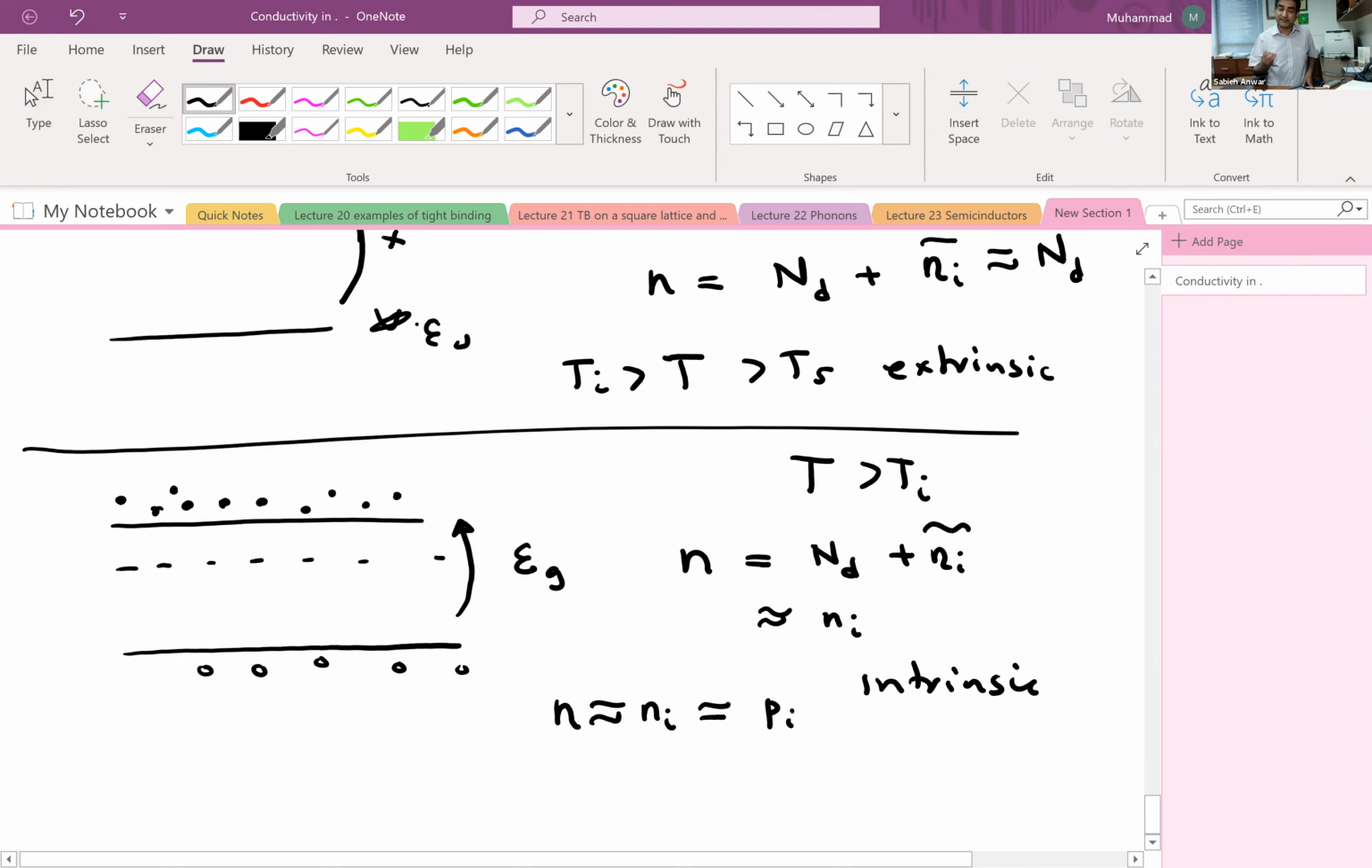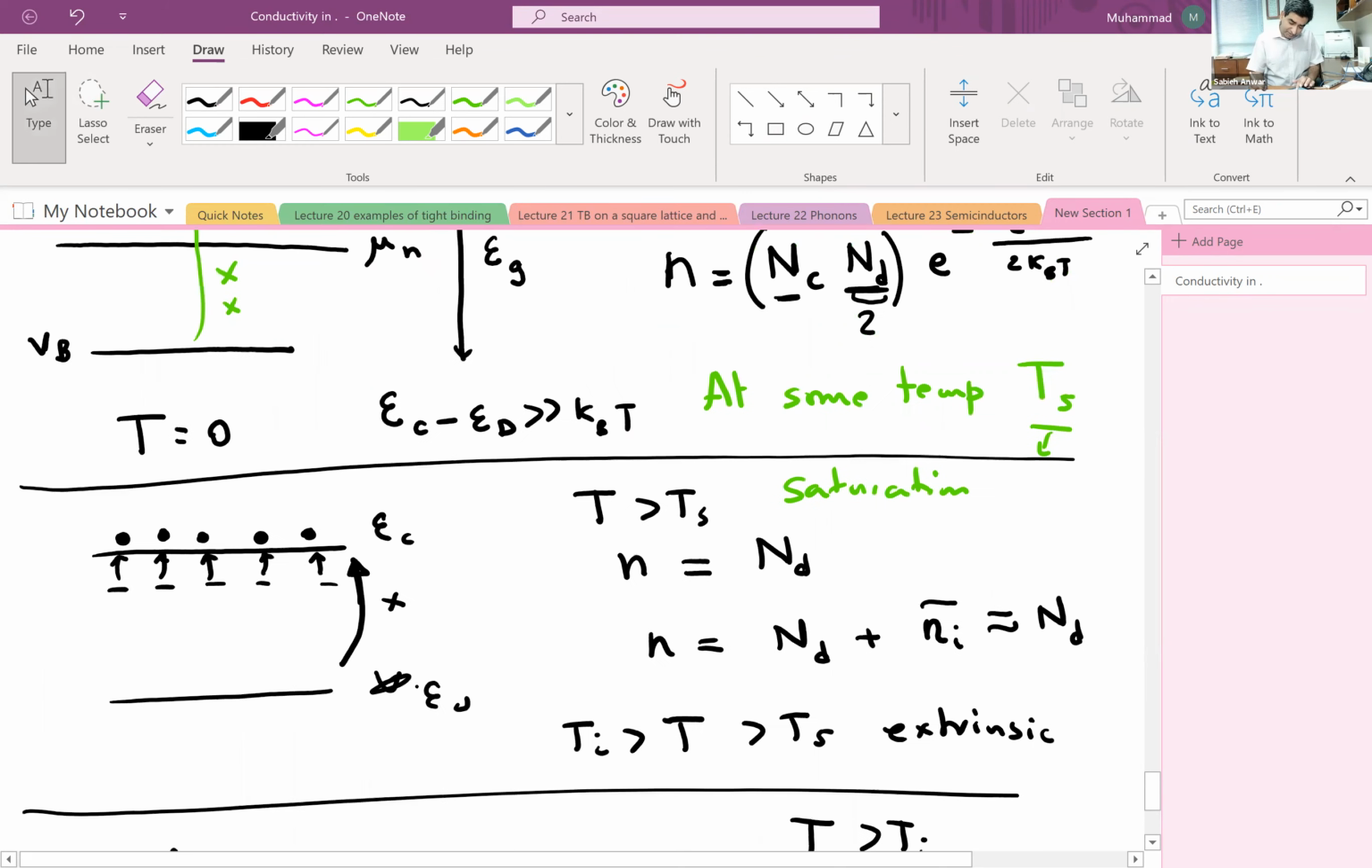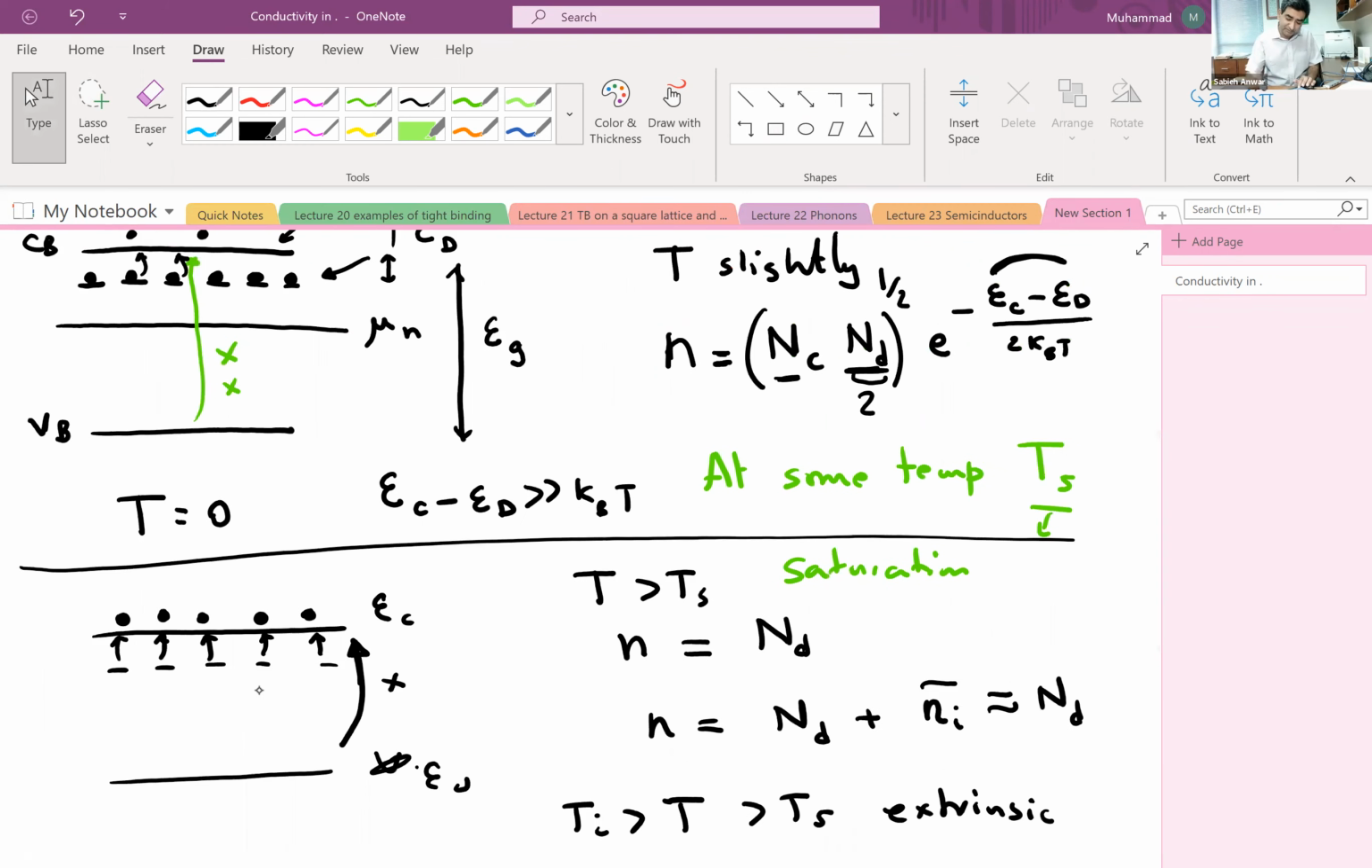All right, but it's temperature dependent. As the temperature goes up, more and more electrons are being promoted. And in this regime, of course, N is going to be given by the square root of Nc Nv times exponent of minus Eg over 2 kBT. Remember that in this regime, we have an Eg, whereas in the saturation regime, our energy was Ec minus Ed.